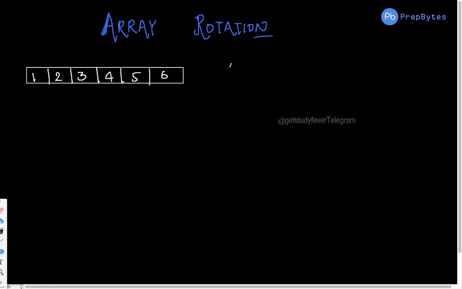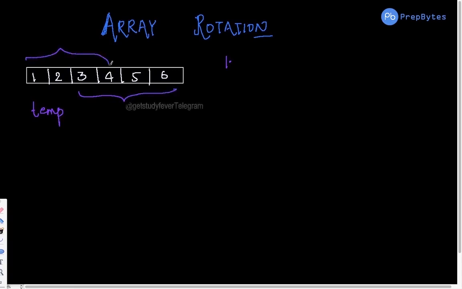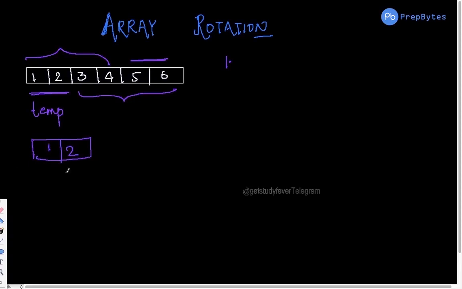The very first approach that comes to mind is that we can take help of a temporary array. If we have to rotate this by 2 places, we somehow have to bring these 4 elements to these 4 places, and these 2 should come to these places. So I'll take help of a temp array. I will store 1 and 2 in this temp array. So now I have 1 and 2 stored in this temp array, and this value is safe with me.